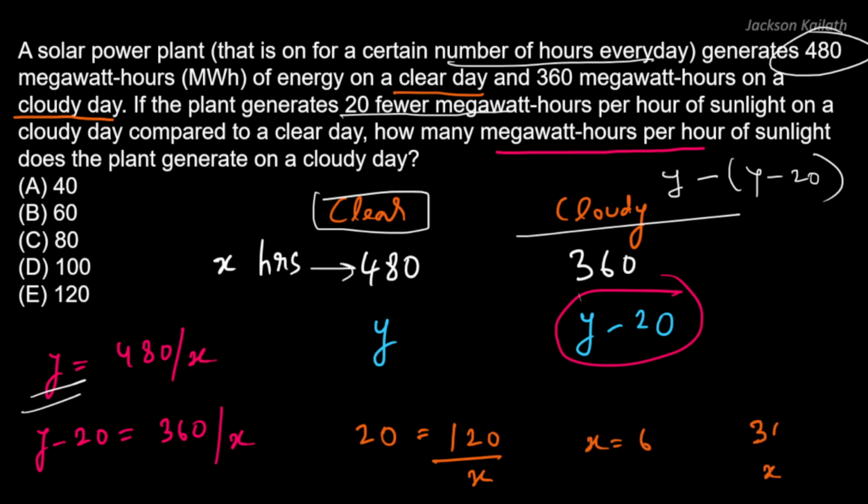So 20 is equal to 120 divided by X. So that gives us X is equal to 6, right? So again, how is that? You just take this X over here and you bring the 20 down. So X becomes 120 divided by 20, and that simplifies to 6.